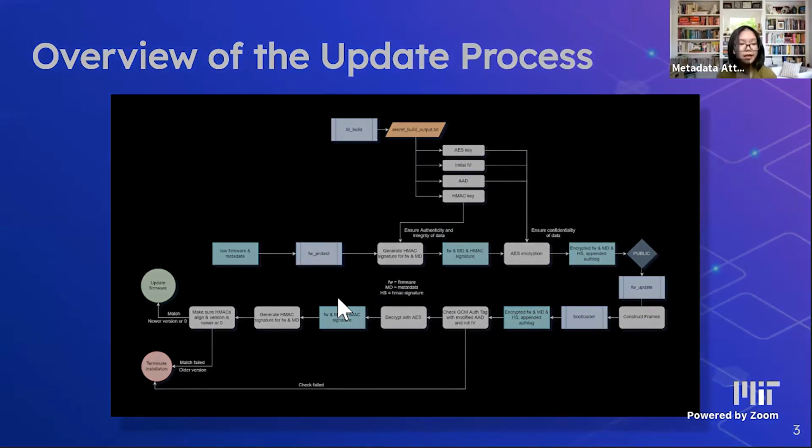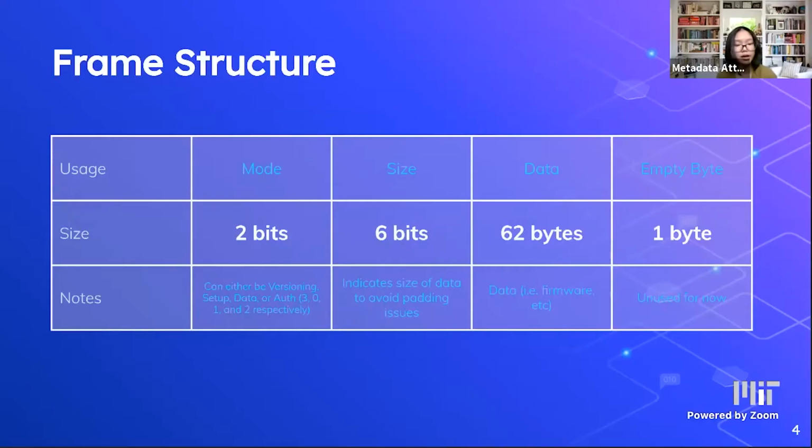All right, so this next slide provides a more elaborate outline of our frame or packet structure. So as you can see here, the first 2 bytes indicate the mode of the frame, which is followed by 6 bits representing the size of the data, which is then followed by up to 62 bytes of firmware blob data and a final empty byte. And from here, I'll be passing it off to Sakib, who will discuss more of the security features of our design system.